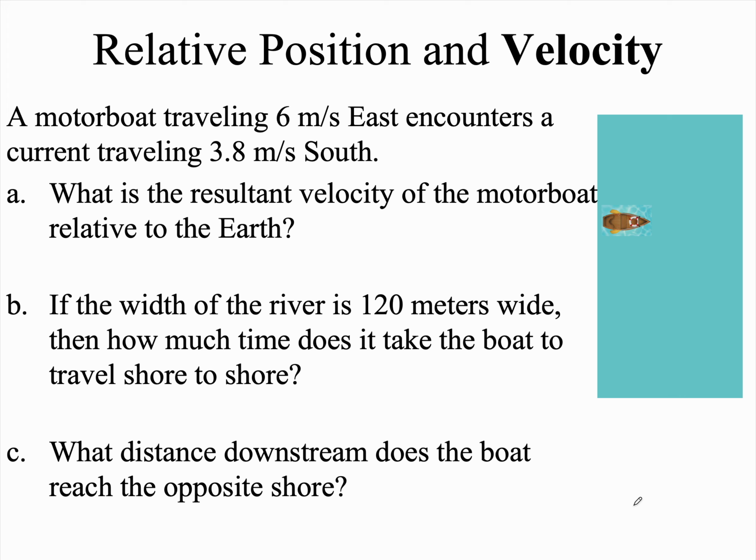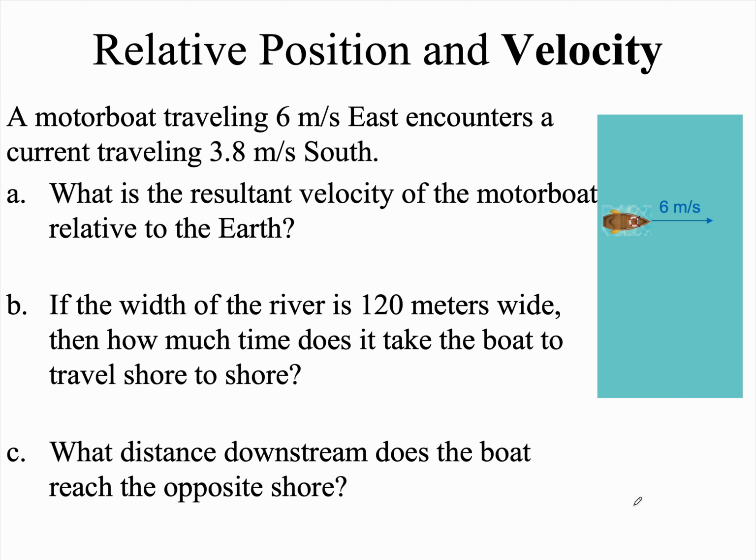A motorboat is traveling 6 meters per second east, but it's in a river where there's a current traveling 3.8 meters per second south. What's the resultant velocity of the motorboat relative to the Earth? In this case, the motorboat's still trying to go straight across the river, but the current is carrying it.